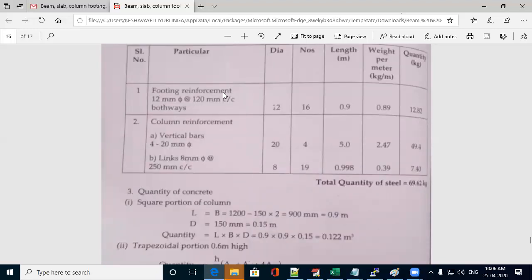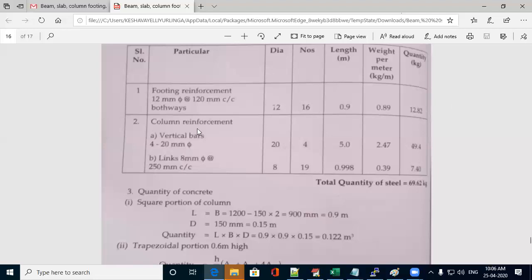In the footing reinforcement, since there is no longer span and shorter span, since it is a square footing, you can write it directly. Along both the ways, you have 12 mm diameter. Including both the directions, you have 16 bars, considering 8 numbers on each side. Length of each will be 0.9 meter and weight per meter is this. So the quantity comes to 12.82.